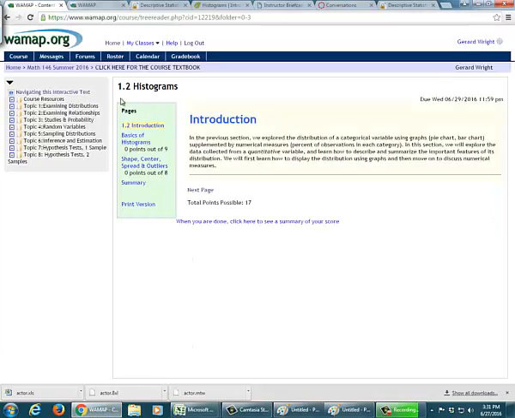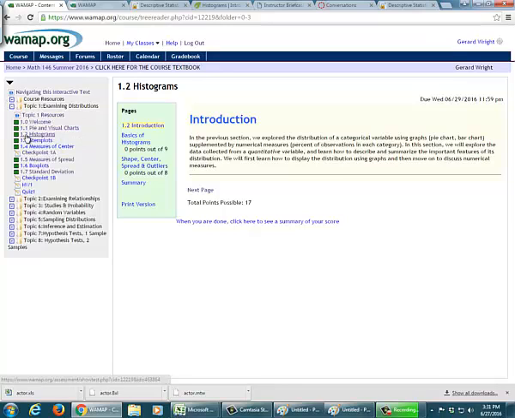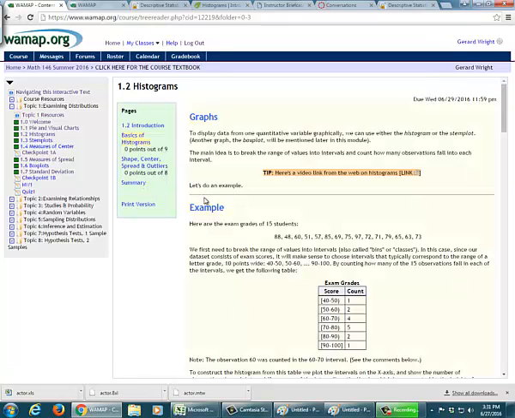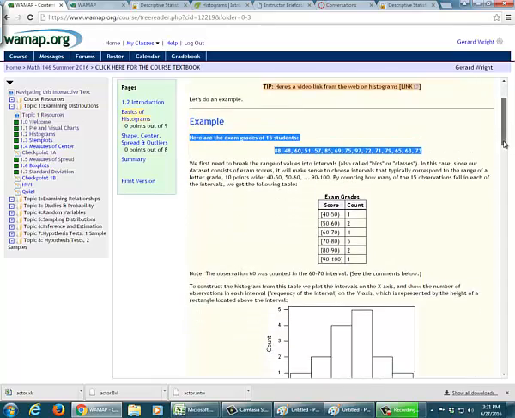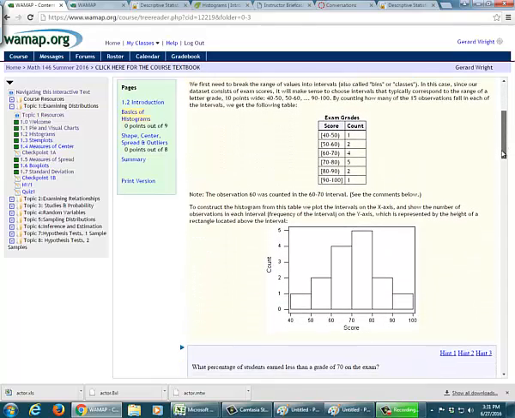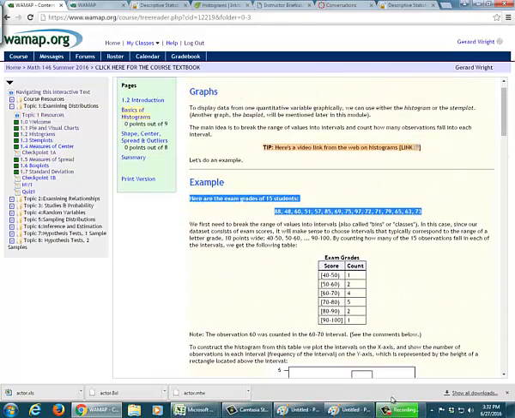So here is topic 1 right here, section 1.2 histograms. And it's a few pages in. Actually, it's the second page in, right here. It says example. Here is the exam grades of 15 students, 88, 48, 60, etc., etc. Now, it's explained in the book, but I think it requires a little bit more explanation than what's in the book here. So that's why I'm making this video. And this is a very important topic. I'd hate for someone to not understand what's going on.